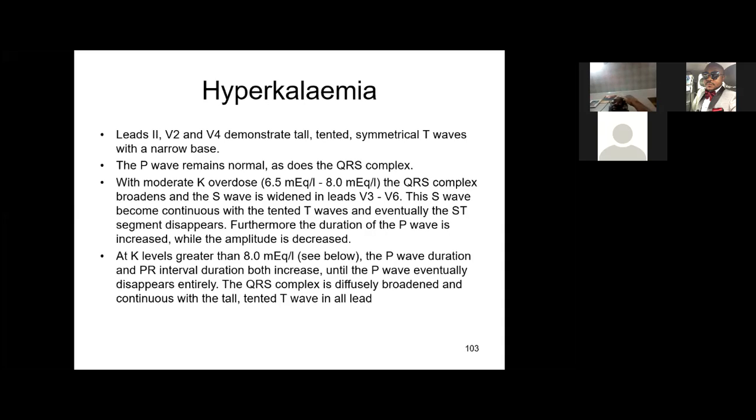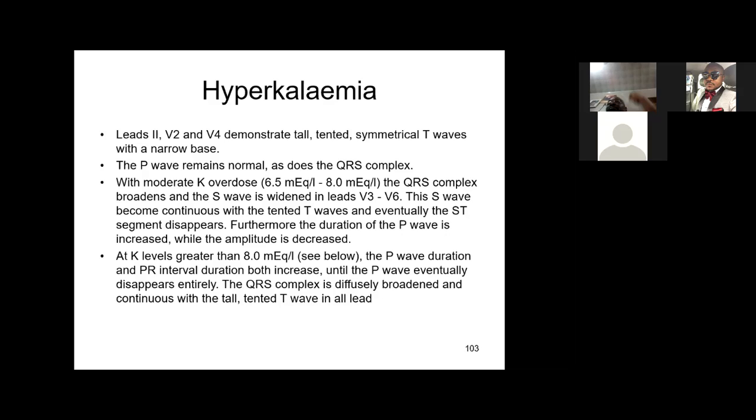With moderate potassium overdose, the QRS complex broadens, and the S wave is widening in leads V3 to V6. This S wave becomes continuous with the tented T waves, and eventually the ST segment disappears. Furthermore, the duration of the P wave is increased while the amplitude is decreased.